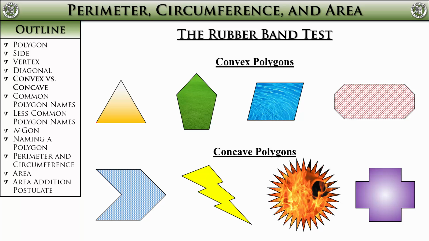For the convex polygons, if I were to stretch a rubber band, it would follow the edge of the polygon perfectly. However, for all of the concave polygons, if I were to stretch a rubber band around the edge of these polygons, at some point, at least once, the rubber band would jump a gap. It would no longer follow the edge of the polygon perfectly. For the lightning bolt, I have a couple gaps that it's going to jump. 2 on this side and 2 on this side.